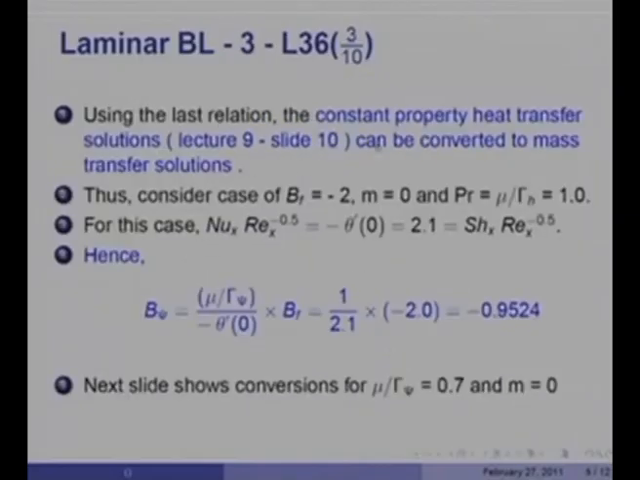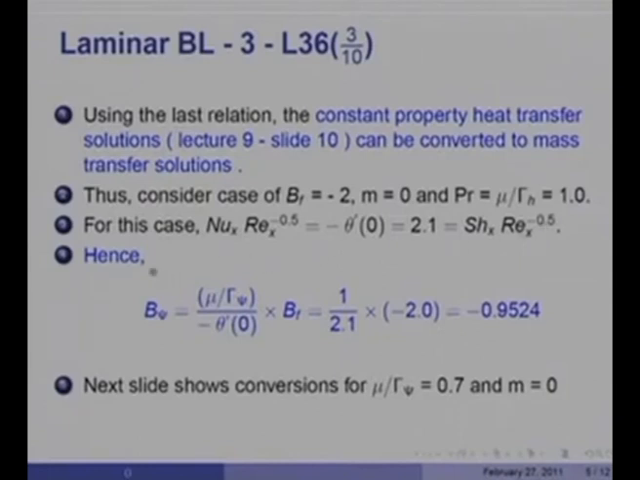So, using the last relation, the constant property heat transfer solutions can be converted to mass transfer solutions. Consider, for example, the case of B_f equal to minus 2, m equal to 0 and Prandtl number mu by gamma_h equal to 1. These were given in lecture number 9, slide 10. And for this particular case, Nu_x Re_x to the minus half equal to minus theta prime 0 was calculated as 2.1, and that would equal Sherwood_x into Re_x to the half.